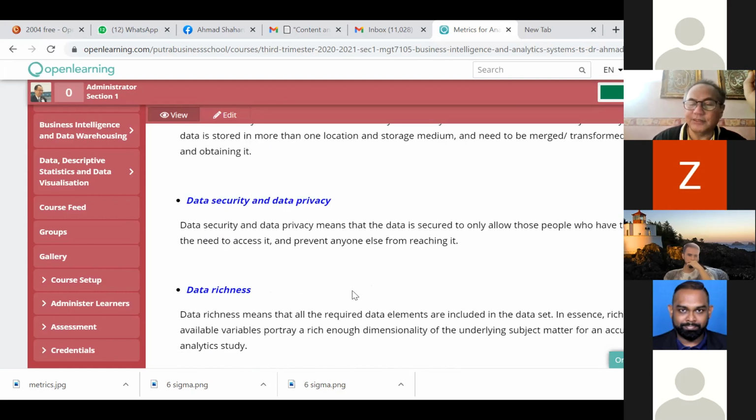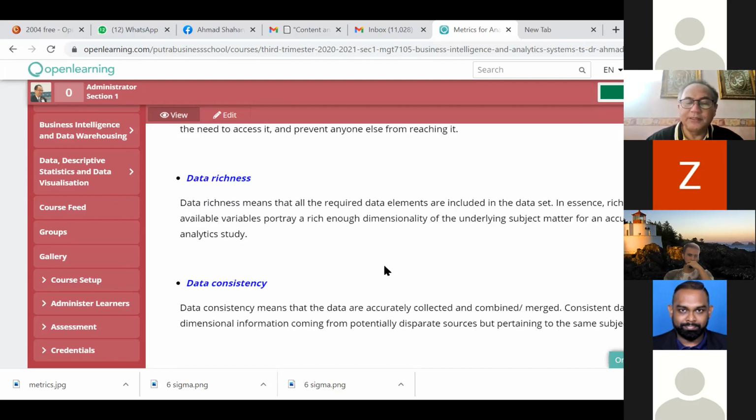Data richness. Data richness meaning that it can portray, have all the data elements included. So richness means that the variable portrays a rich dimensionality. So there are, I will put in the data dimensions. It's not in the notes, but I'll put it in the open learning later. Data dimensions.